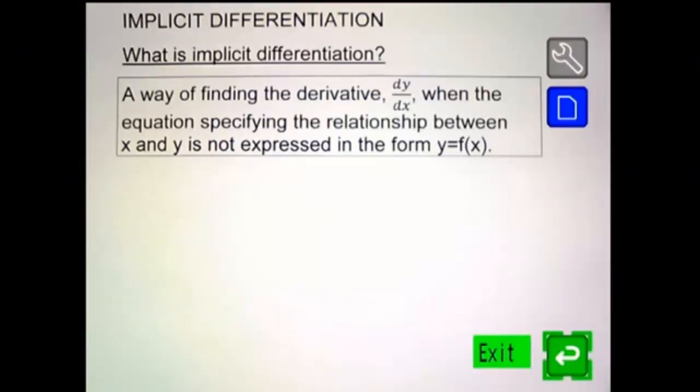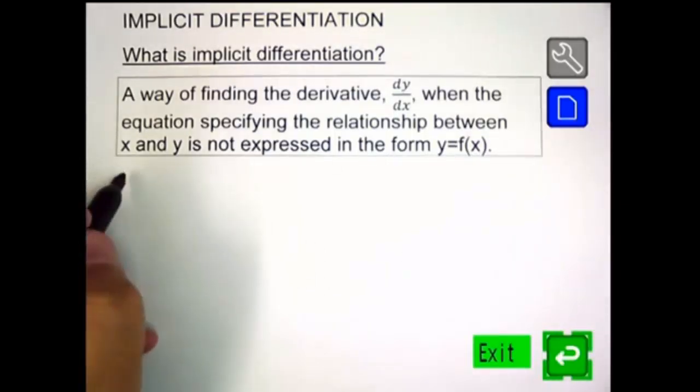I'd like to talk a little bit about what implicit differentiation is, how you go about using it, and when you would use it. So let's just start here. Basically, intuitively, informally, I guess I should say, implicit differentiation is a way of finding the derivative dy over dx when the equation specifying the relationship between x and y is not expressed in the form y equal to x. Maybe by contrast, I can illustrate what I mean there.